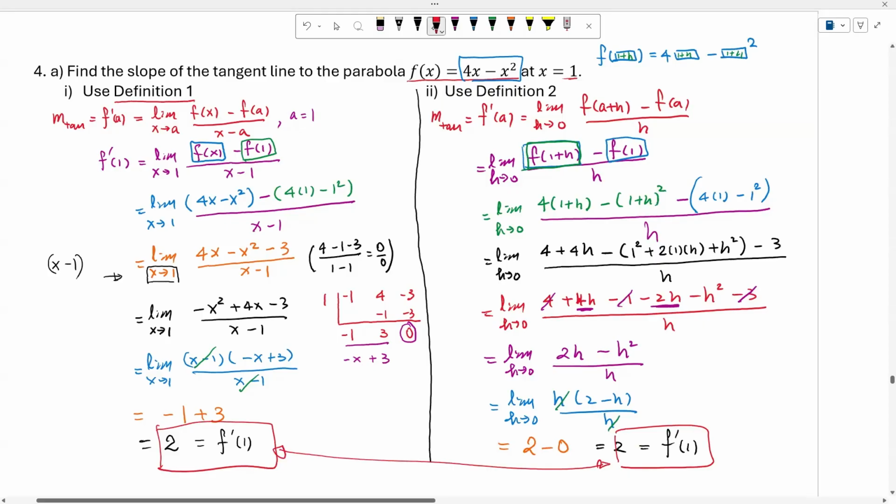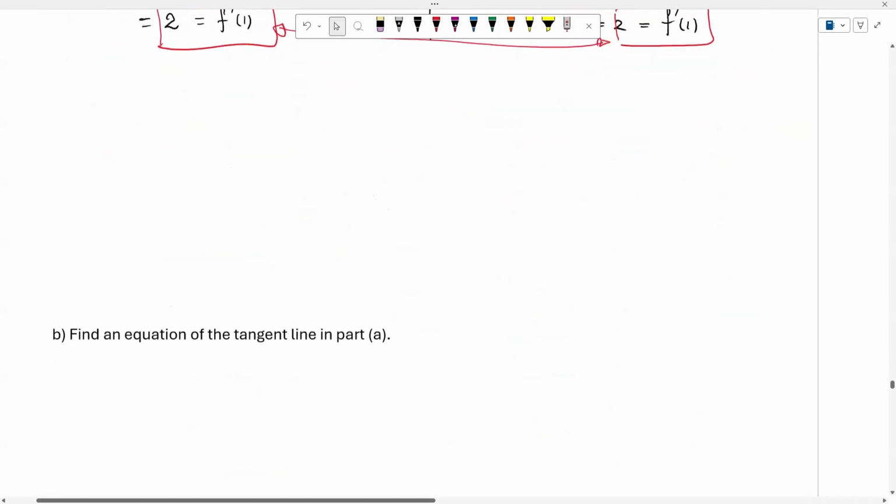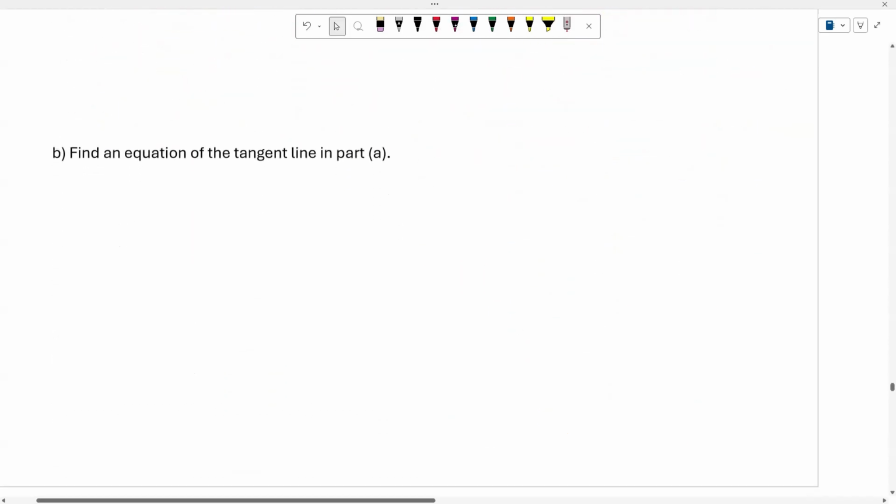Now, my suggestion is try to use the definition number 2 to work out the problems, because when you get to the next section, this is kind of how we work out the problem. Then now, let's see, how do we find the equation of the tangent line?